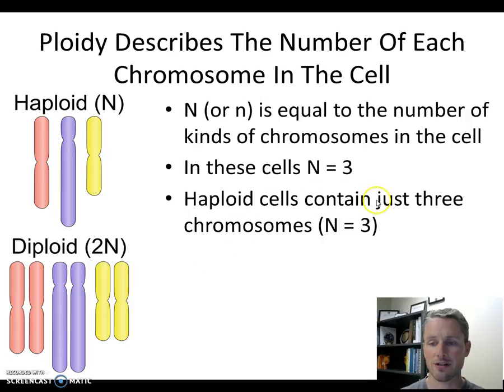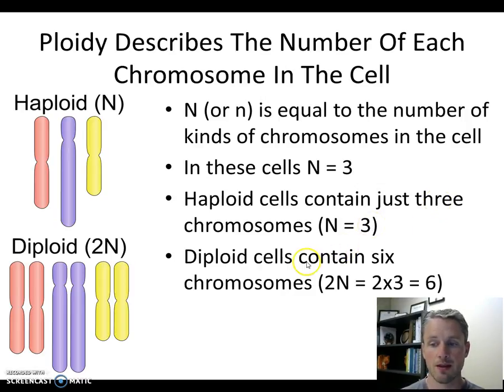So for these cells, the haploid cells contain a total of 3 chromosomes, because we're 1N and N equals 3. So our total number of chromosomes is 3. For the diploid cell, it has 6 chromosomes in it. And we can figure that out from knowing that diploid is 2N, and in this case, N equals 3. So 2 times 3 is 6. The cell will contain 6 chromosomes. All right, so that defines the terms haploid and diploid and how we use this N number to figure out how many chromosomes are in a cell.